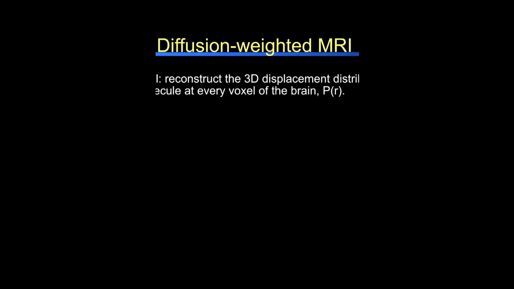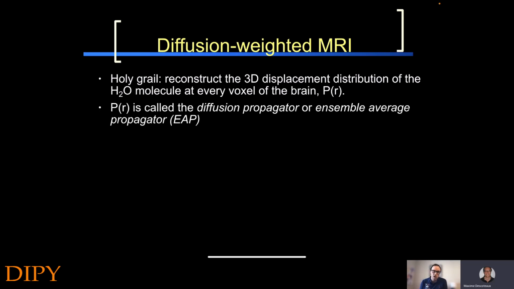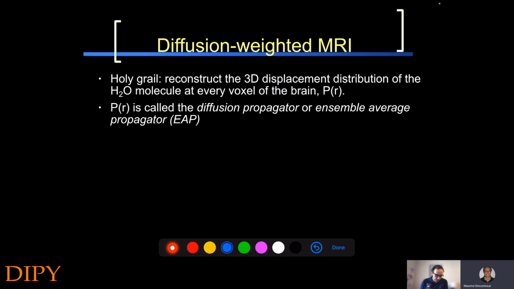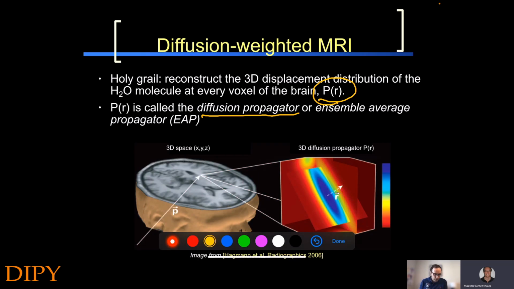The holy grail of diffusion-weighted MRI is to reconstruct at every voxel this object that I call the diffusion propagator, this P of R, the diffusion propagator. So keep that word in mind because this will come in the last parts of the demonstration with all the diffusion propagator techniques. And visually, this means that at every voxel of the brain, right? So this is on the order of millimeters, let's say 2 by 2 by 2. We have this object P of R in every voxel.